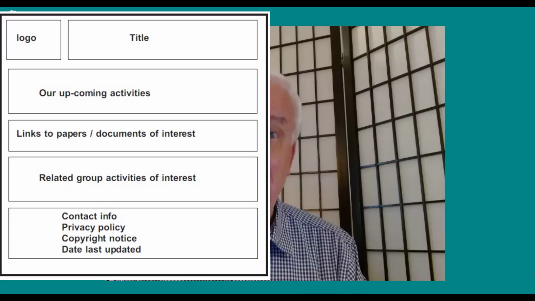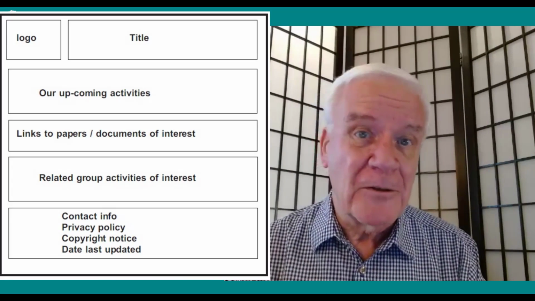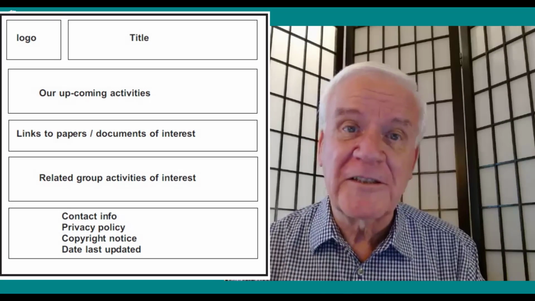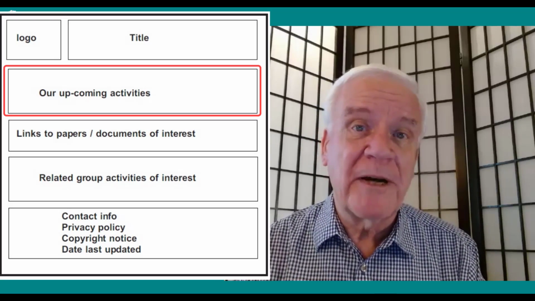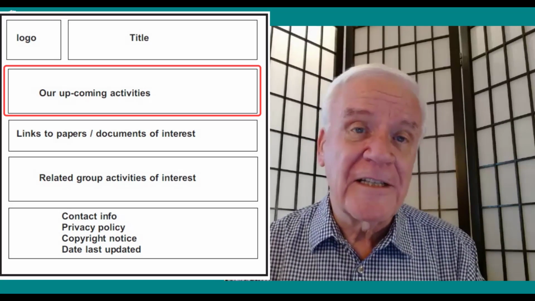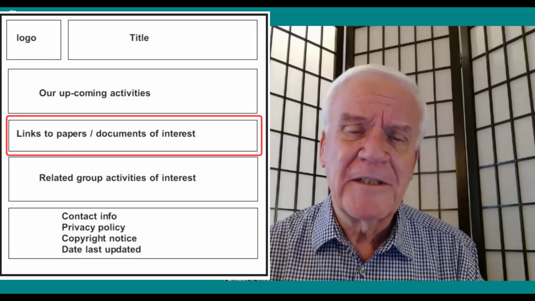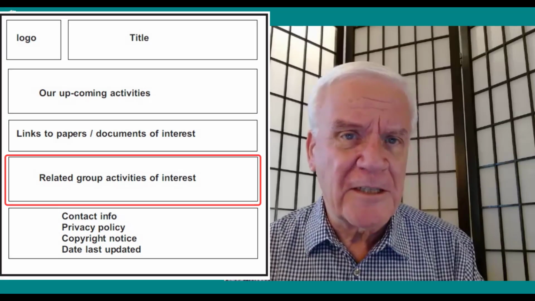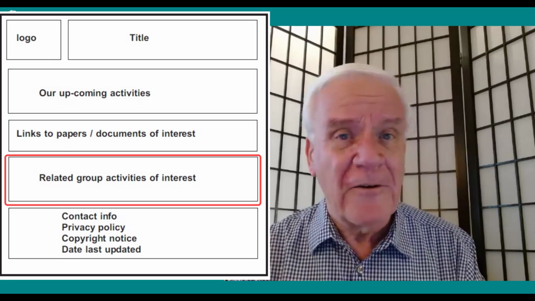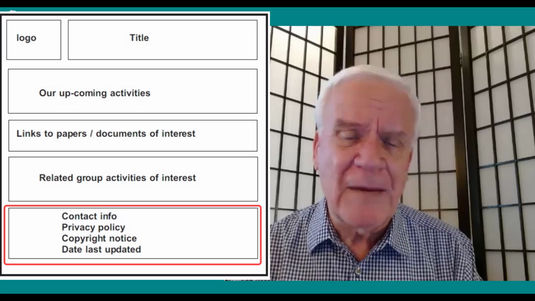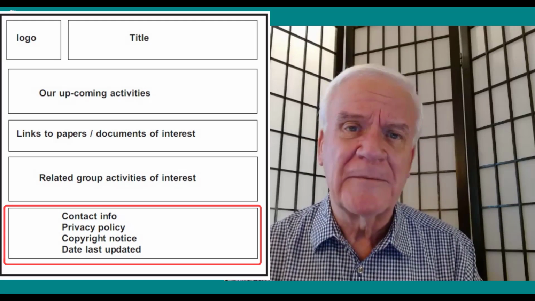In part 1 of this lesson, we demonstrated a wire-framing approach to page design, and ended up with this as our goal. Here's our logo and our title line, the rest of the page divided into 4 sections. First, activities run by our organization. Secondly, links to some pages and documents that might be of interest to our members. And then related organizations' activities of possible interest and our end-of-page information. Contact info, privacy policy, copyright notice, date last updated.